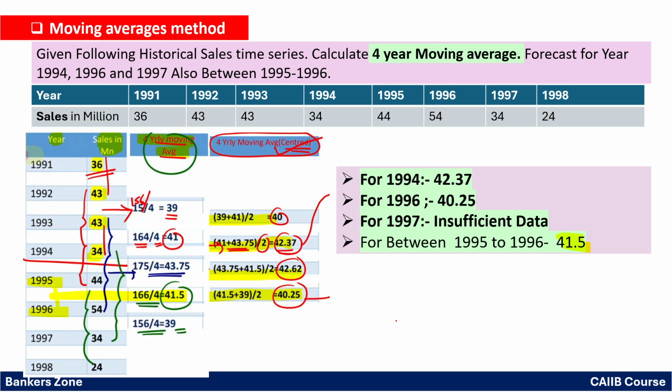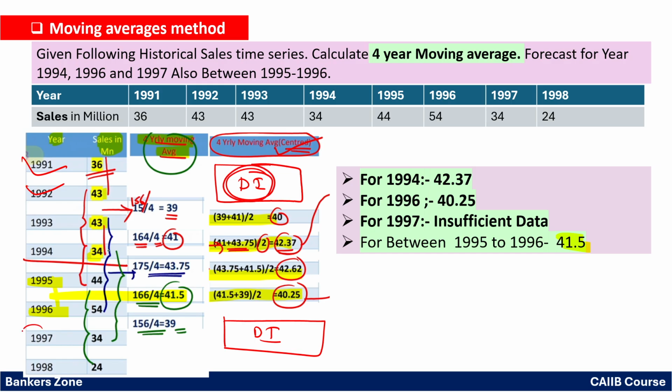One thing you note here. For 2 years from the top and 2 years from the bottom, there is a data insufficiency. So the answer for the moving average will be data insufficient. Always remember, if you are not able to solve the problem and they are asking for the value for 91 and 92, you can blindly mark data insufficient. For 97 and 98, that means the 2 years from the top and 2 years from the bottom always have data insufficiency. So even without solving, you can mark this answer.